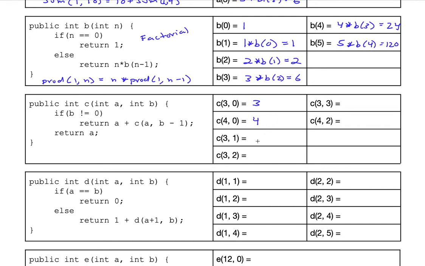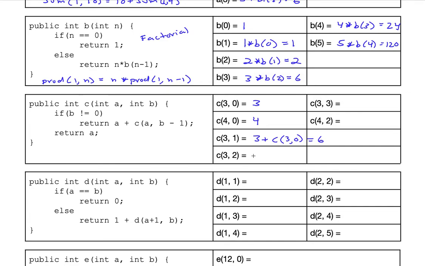It gets a little bit more interesting when we do C of 3, 1, because in that case, B is not equal to 0, and we're going to return our A value plus C of the same A value, but one smaller in the B department, right? So our B has gone from being a 1 to being a 0. We know what C of 3, 0 is. It's just 3, and 3 plus 3 is 6.